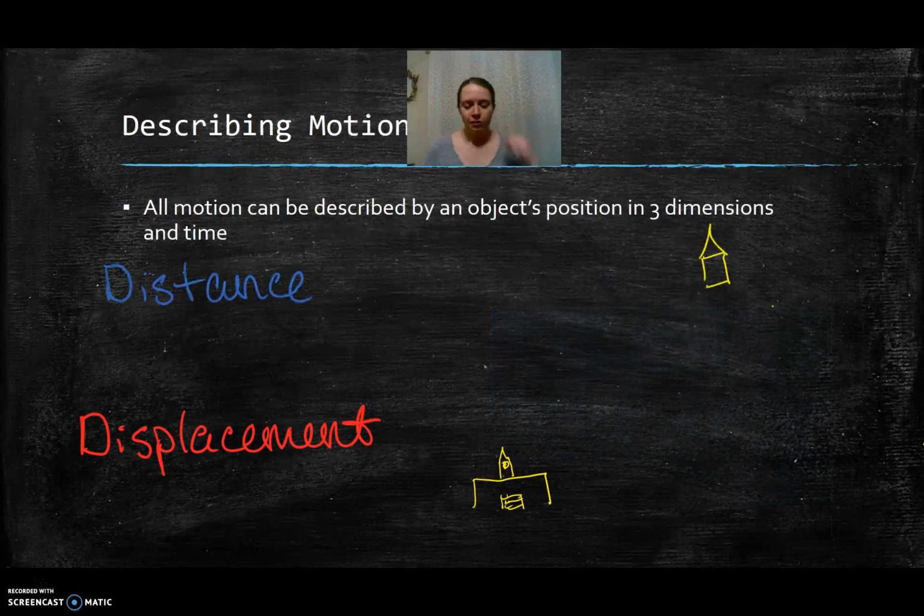So first, let's start with a little vocabulary. All motion can be described by an object's position in three dimensions: the length, or what we usually call the x dimension, the height, or what we usually call the y dimension, and then the width, which would be the z dimension. The distance that an object travels really is just how far it took to get there.